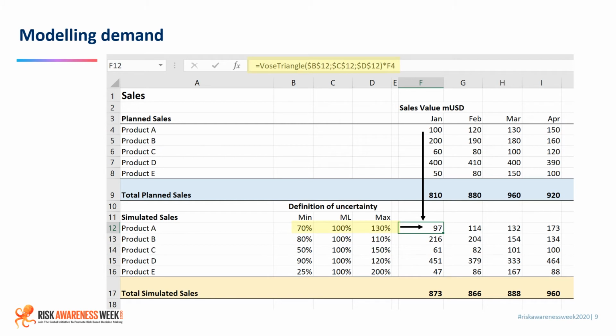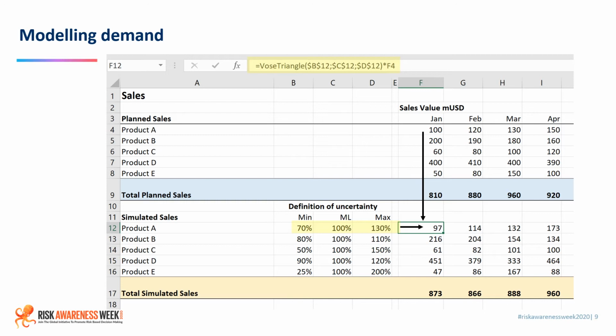So the first step of the modeling is to model demand. In this case, we have a planned sales of 100 in January of product A, that's fine. But we know that there's a plus minus 30% uncertainty, which is shown in line 12, the 70, 100, 130. This is the uncertainty that we have measured our way through for forecasting product A. And here, as you can see above, I've just used a triangular distribution. This is rarely true, rarely valid, but it's very easy to explain and has its benefits.